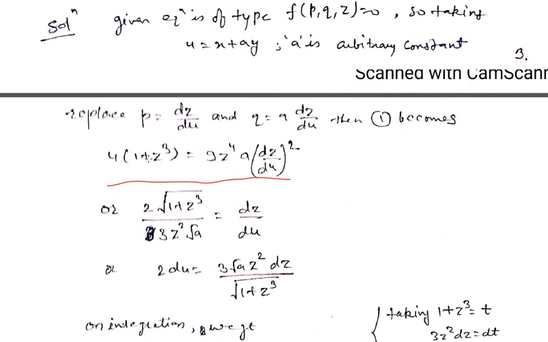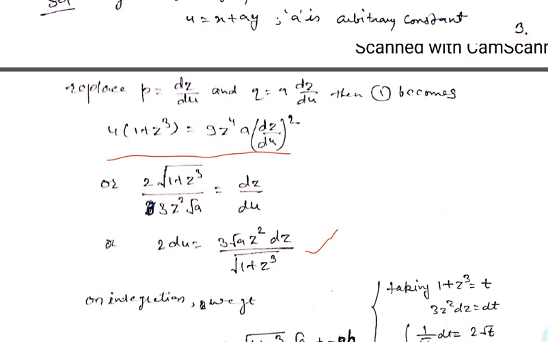Taking the square root on both sides, we get 2 by 3, shifting 9z4 into the denominator of the left hand part, so it becomes 2 by 3 square root of 1 plus z cube upon z square root a equals dz upon du, or we can rewrite it as twice du is equal to thrice z square root a upon root 1 plus z cube into dz.